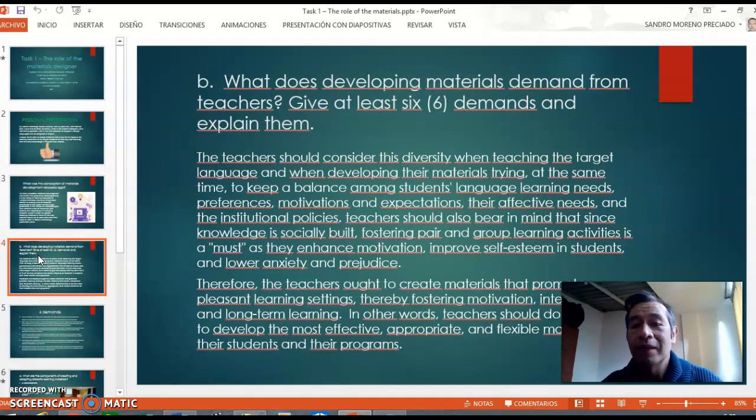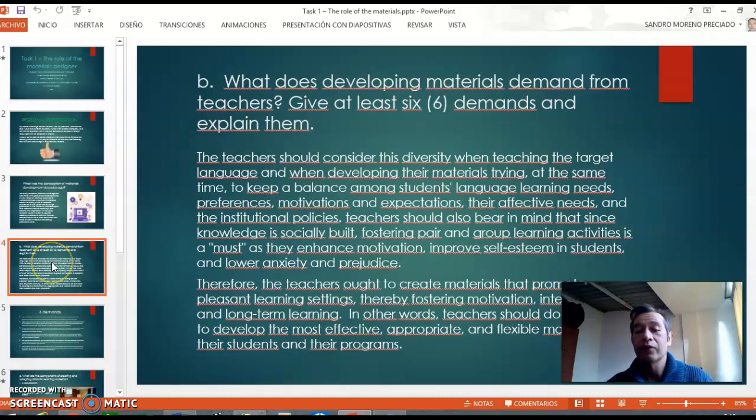What does developing materials demand from teachers? Give at least 6 demands and explain them. The teachers should consider this diversity when teaching the target language and when developing their materials. At the same time, to keep a balance among students' language learning needs, preferences, motivations, and expectations, their affective needs, and the institutional policies. Teachers should also bear in mind that science knowledge is socially varied.